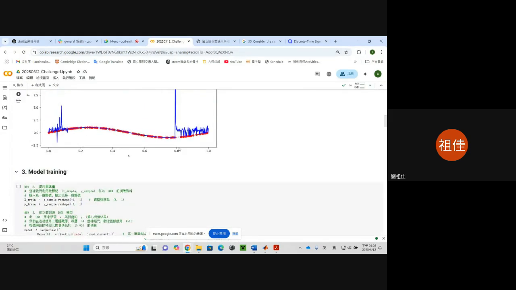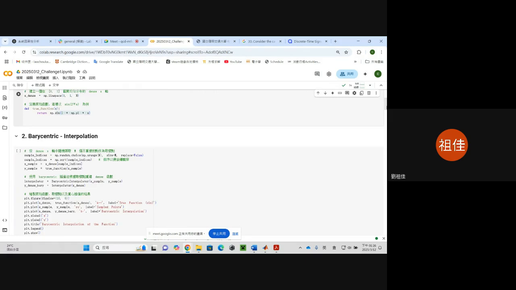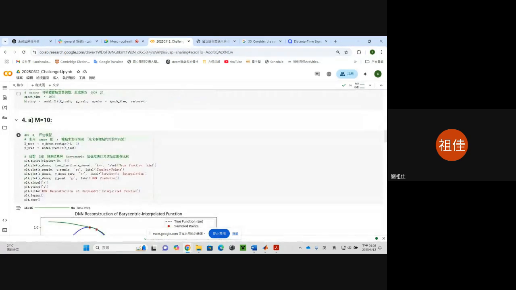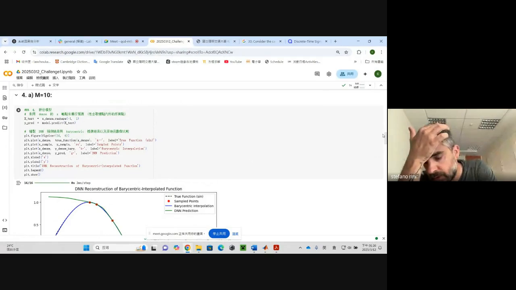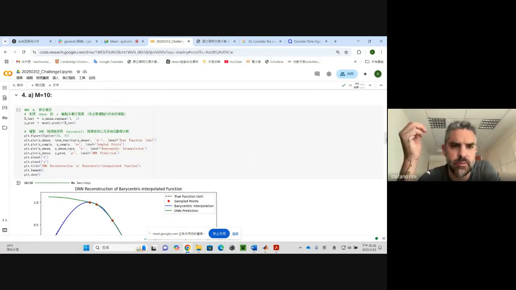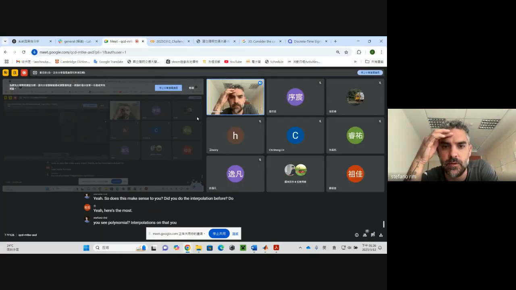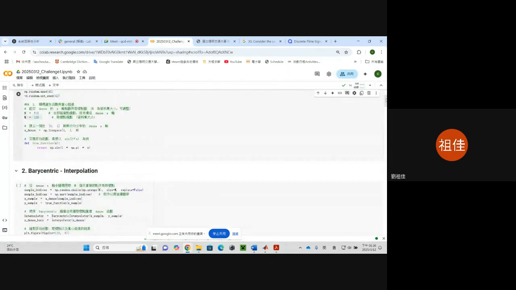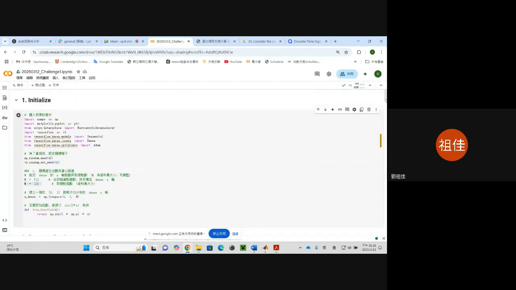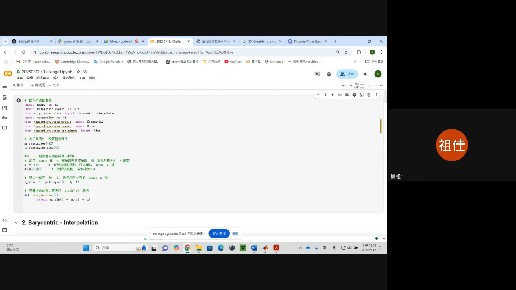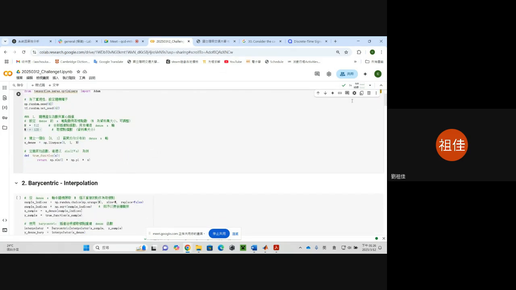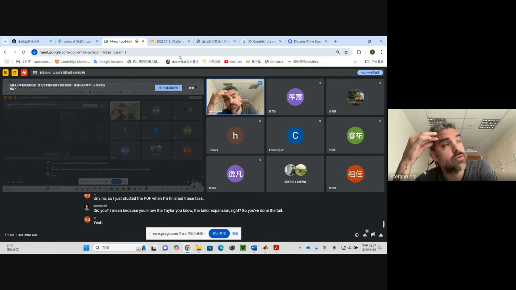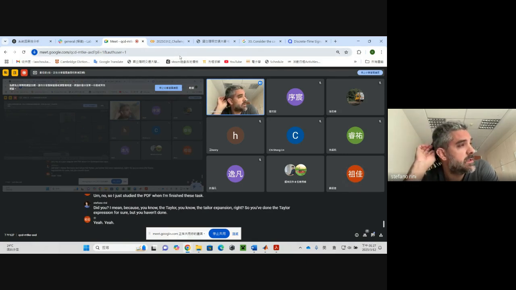So we have tried different sampling points, which is the big M. So does this make sense to you? Did you do the interpolation before? Did you see polynomial interpolation? So did you study it before? No. I just studied the PDF when I finished this task. Because you know the Taylor expansion, right? So you've done the Taylor expansion for sure, but you haven't done any polynomial interpolation yet.